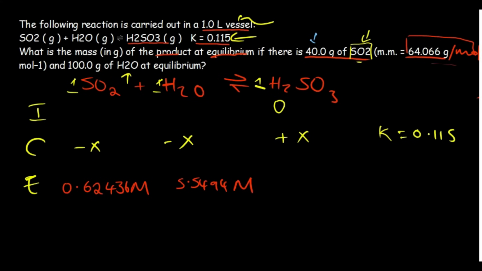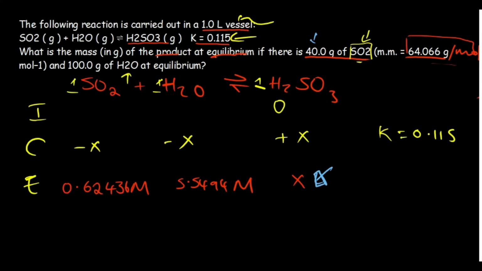The equilibrium, do we know anything? We don't know anything there. So there's nothing for the equilibrium here. And so for equilibrium, we can express it in terms of x. So 0 plus x, that is just going to give us x. Okay. Anything that we have as well? I believe we don't have anything. So now the question is asking us to find the mass of the product at equilibrium.